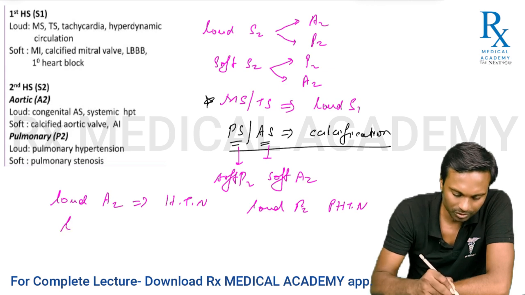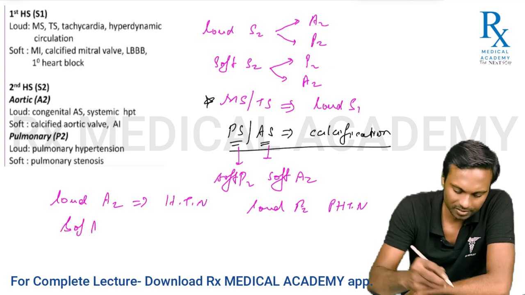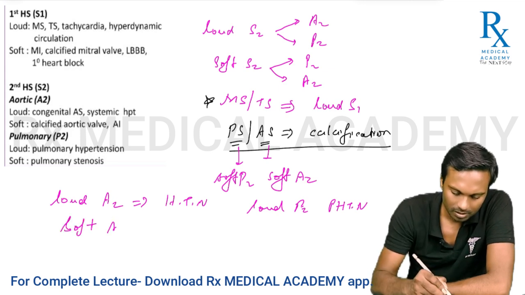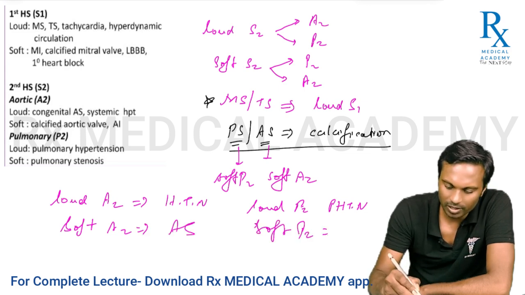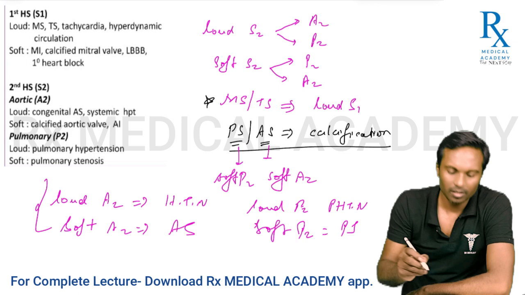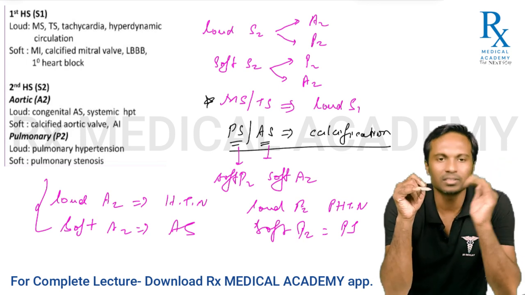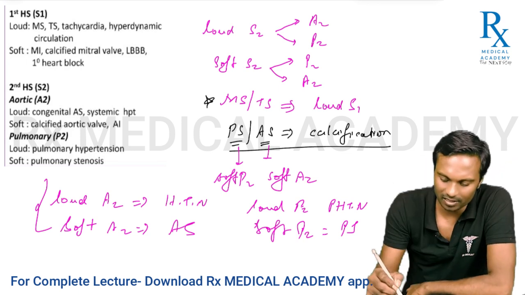Okay, for soft A2, you have aortic stenosis. For soft P2, you have pulmonary stenosis. Okay, so this is more than enough regarding loudness of the second heart sound.